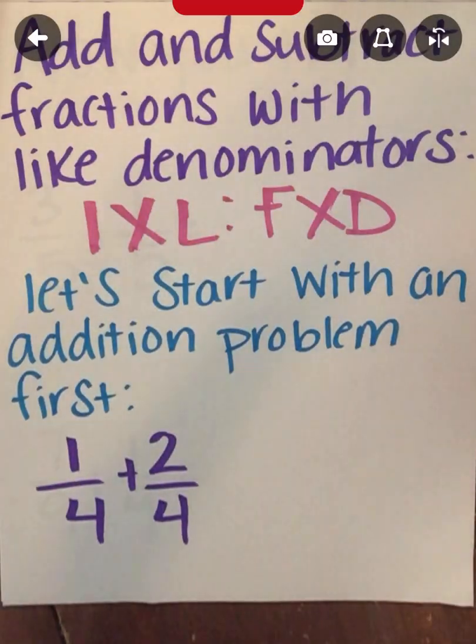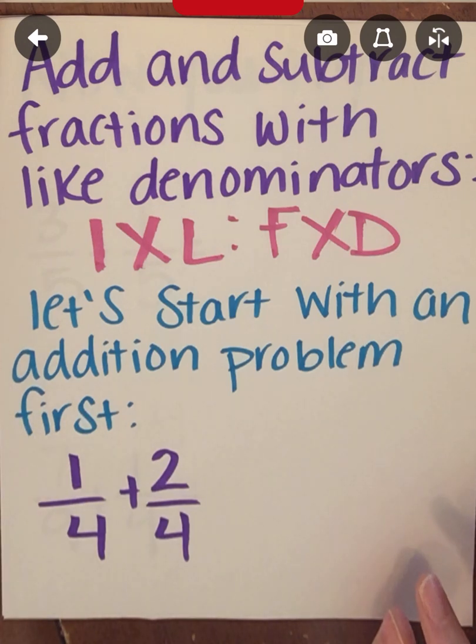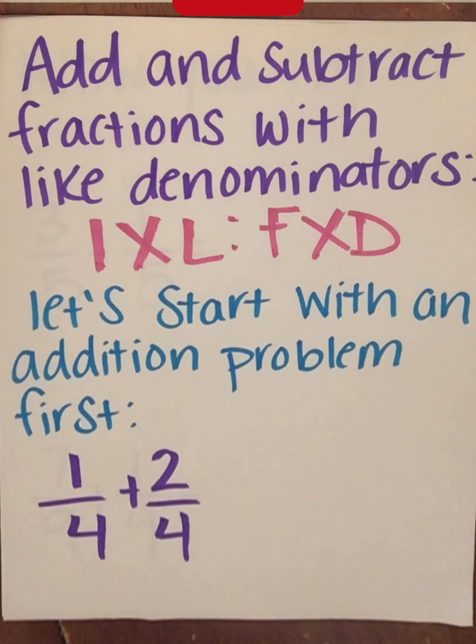Today we're going to be working on adding and subtracting fractions with like denominators. Okay, so I'm going to go ahead and share my screen with you here. All right, so you should be able to see on your screen what we're going to be working on today. When you are finished today, you're going to get into IXL and type FXD into the search bar. It will take you to the skill on IXL, okay? We're going to start out with an addition problem first.